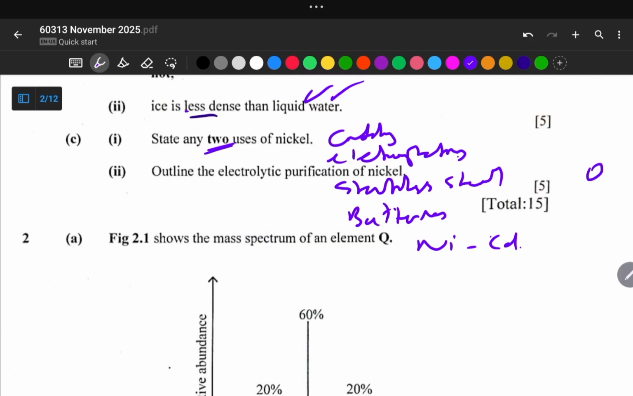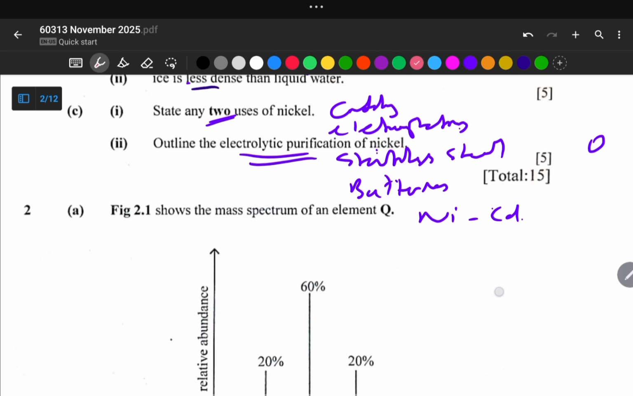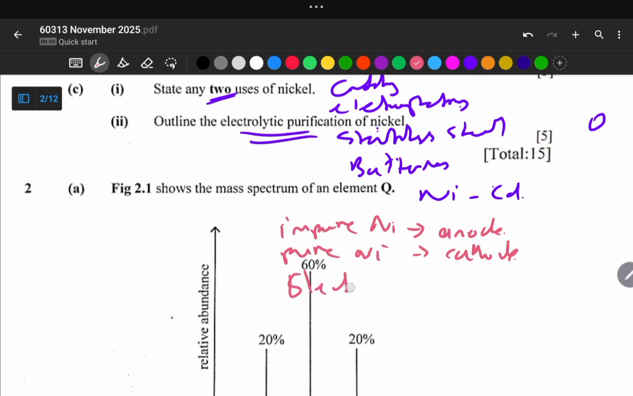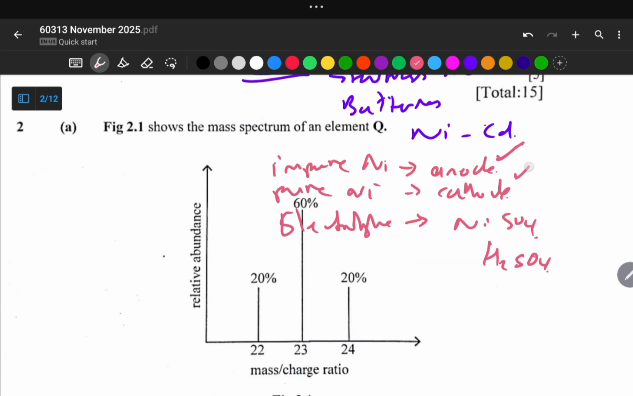And then the next part says outline the electrolytic purification of nickel. For the electrolytic purification of nickel, first you need to identify the anode and the cathode. Like what we did in the purification of copper, we have our impure nickel at the anode, and the pure nickel at the cathode. And then the electrolyte, we are going to have nickel sulfate with sulfuric acid. Are we together?